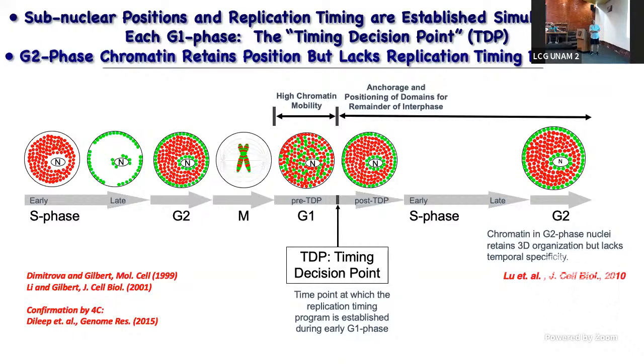And then shortly after nuclear envelope formation, when this 3D structure had finished forming, replication proceeded in the proper temporal order. Okay? So we called this time in the cell cycle the timing decision point, the time at which replication timing is established, and it's coincident with the reestablishment of the 3D organization of the domains in the nucleus. So this was the tightest correlation between these two events.